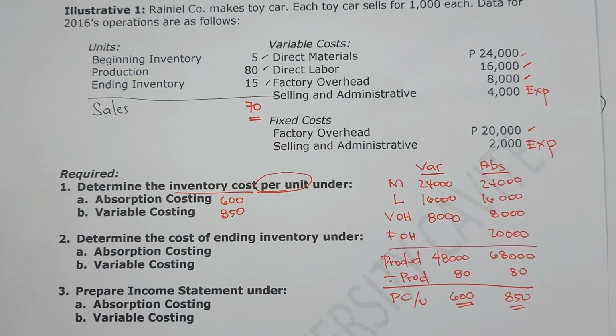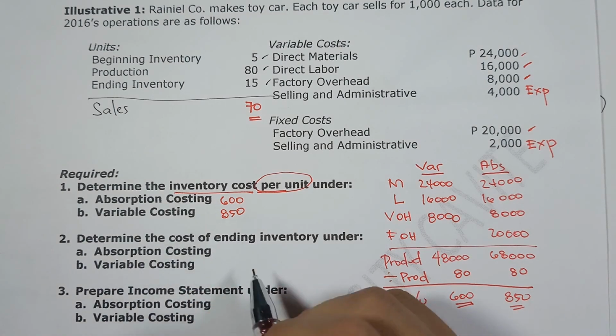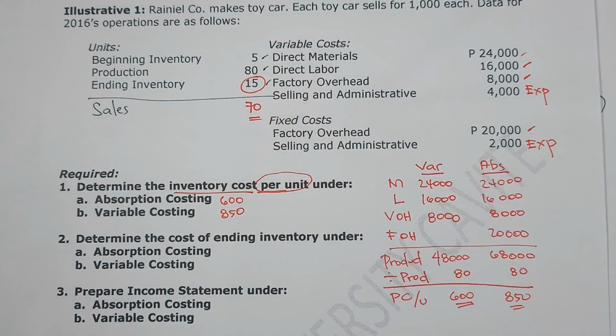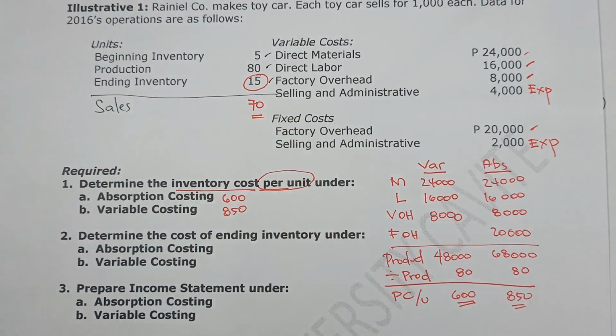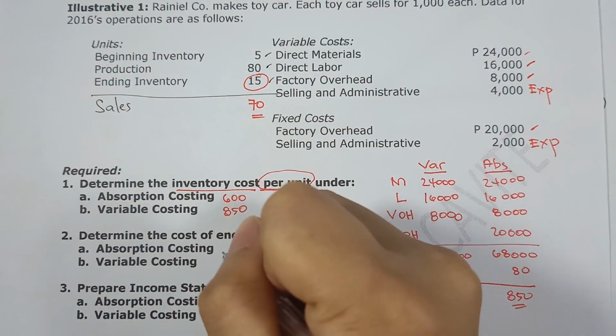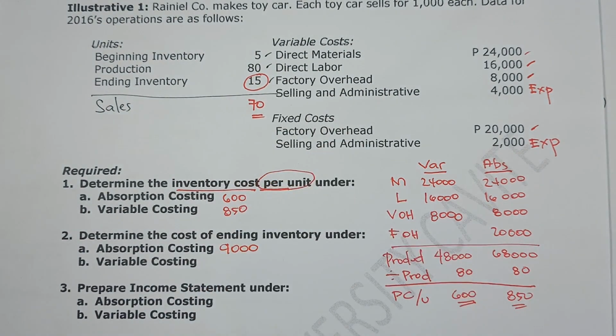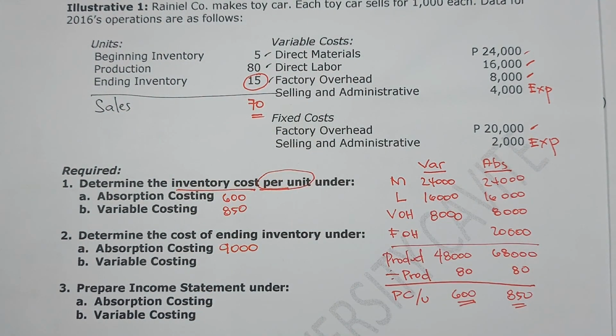Number 2, determine the cost of ending inventory under absorption and variable. If you know the per unit cost, it's easy. Just multiply it by the remaining inventory. So 600 times 15 is equal to 9,000 pesos. So the final answer, requirement number 2, letter A, is equal to 9,000 pesos.